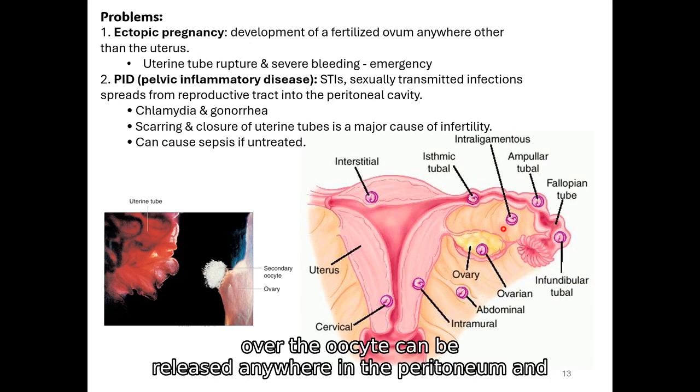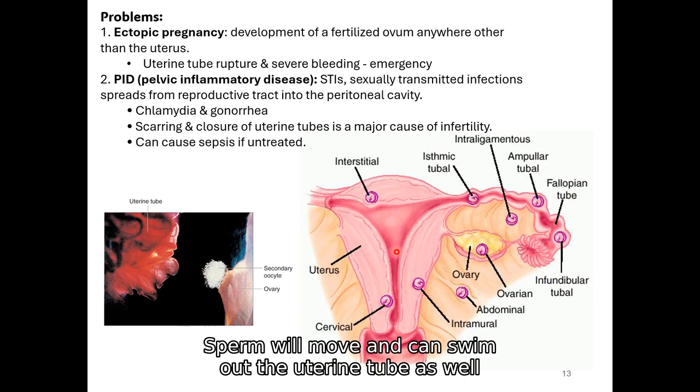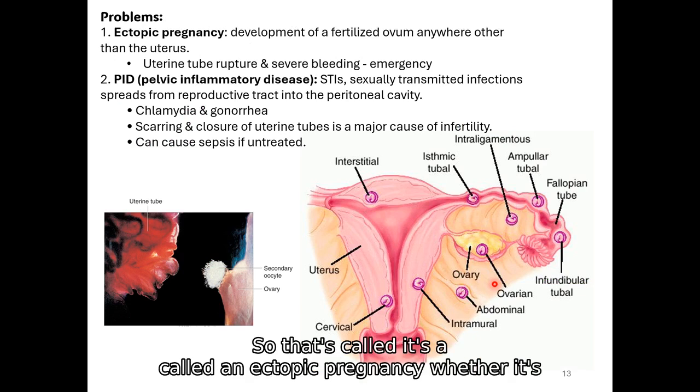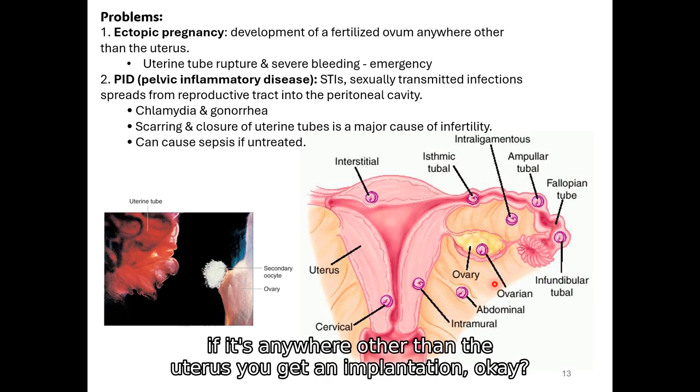The oocyte can be released anywhere in the peritoneum, and sperm can swim out the uterine tube as well. So you can get fertilization outside of the female reproductive tract. That's called an ectopic pregnancy. If it's anywhere other than the uterus, you get an implantation.